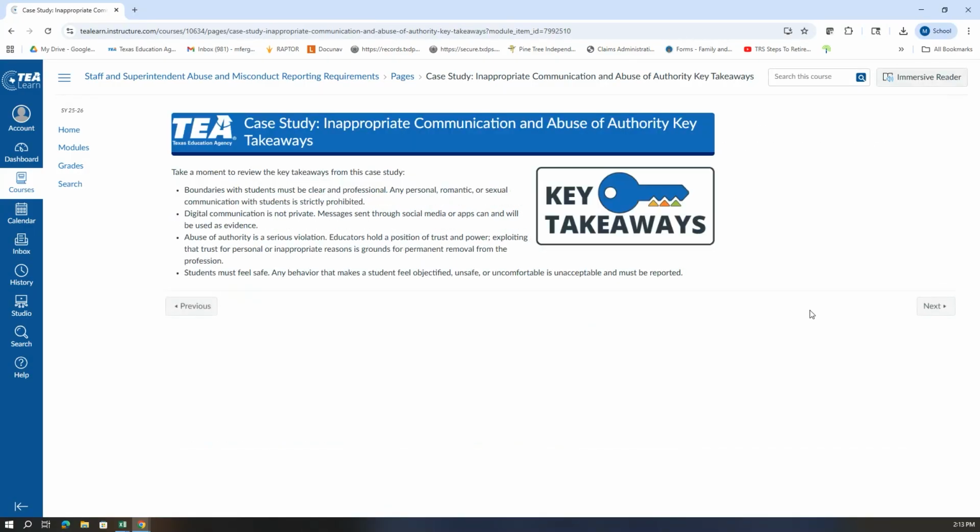Takeaways from this: boundaries with students must be clear and professional. Any personal, romantic, or sexual communication with students is strictly prohibited. Digital communication is not private. Messages sent through social media or apps can and will be used as evidence. Abuse of authority is a serious violation. Educators hold a position of trust and power. Exploiting that trust for personal and inappropriate reasons is grounds for permanent removal from the profession. Students must feel safe.